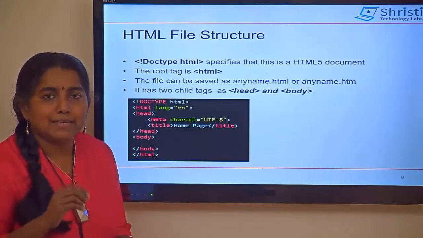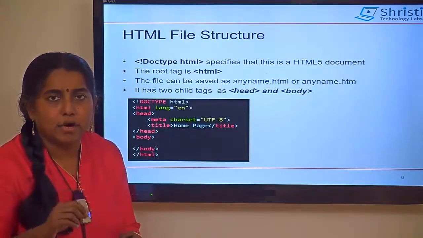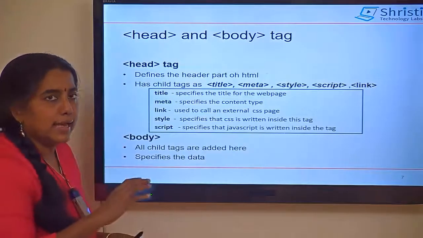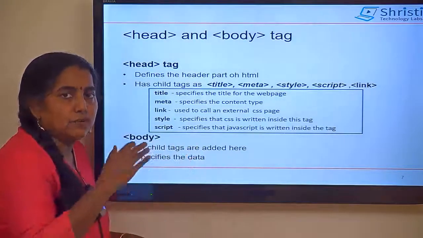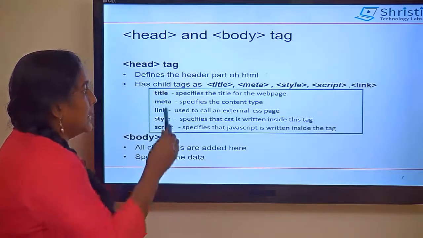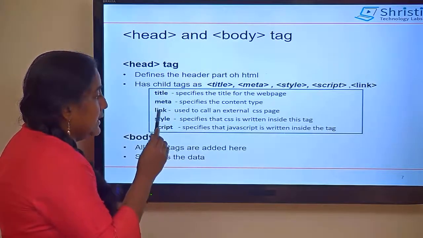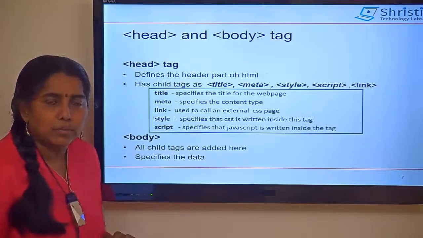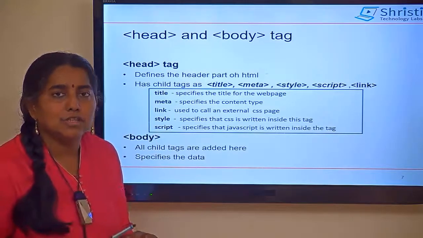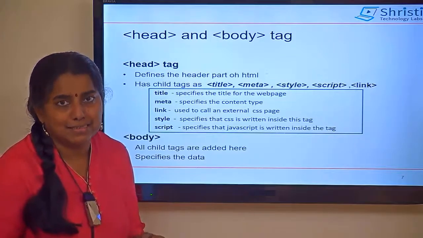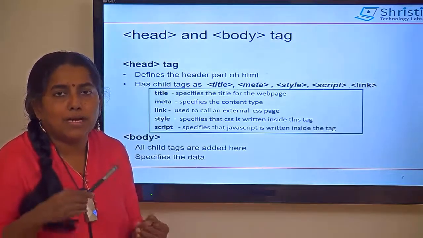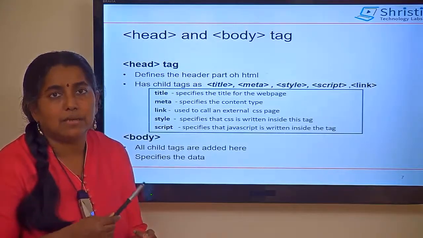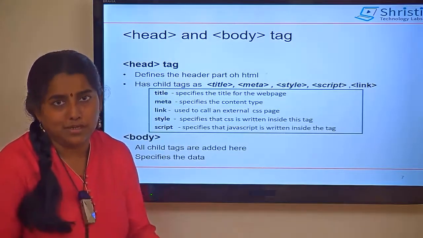Now, let us discuss the child tags, head and body, in detail. Head tag. As I told, the head tag defines the header. It has got a few child tags within itself. What are they? Title, meta, link, style and script. Title, to give a title for your page. Meta, this is just to give information for the search engines, like who is the author, what actually this page is about. These kinds of information can be given in the meta tag. Data about this particular page.